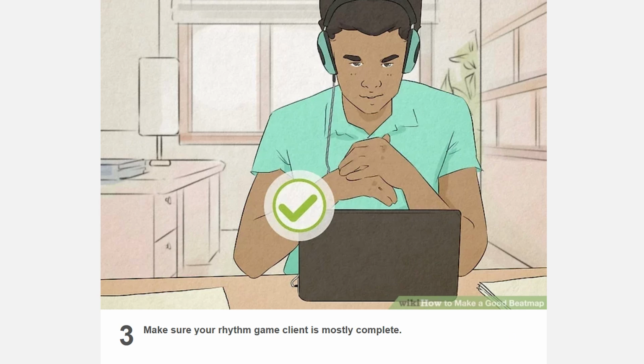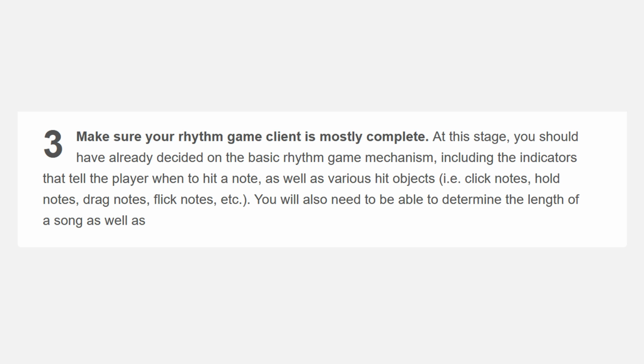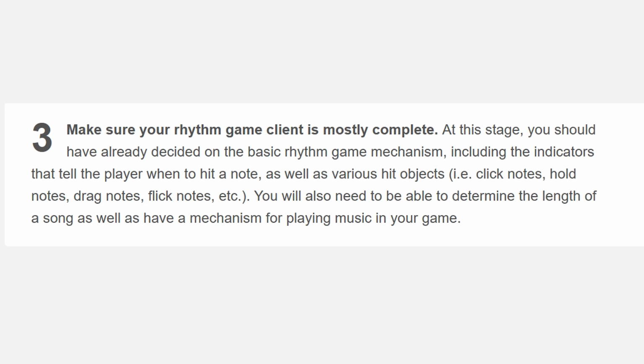Step 3. Make sure your rhythm game client is mostly complete. At this stage, you should have already decided on the basic rhythm game mechanism. You will also need to determine the length of a song as well as have a mechanism for playing music in your game. You don't say.